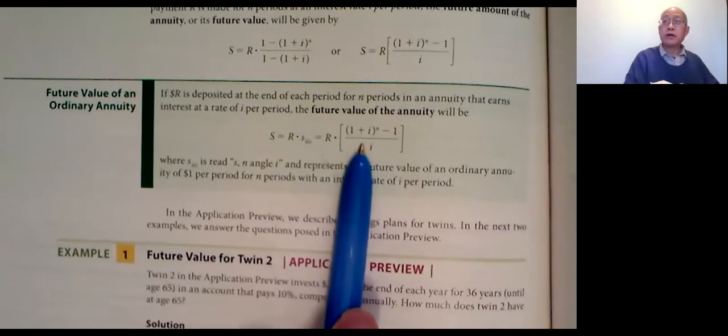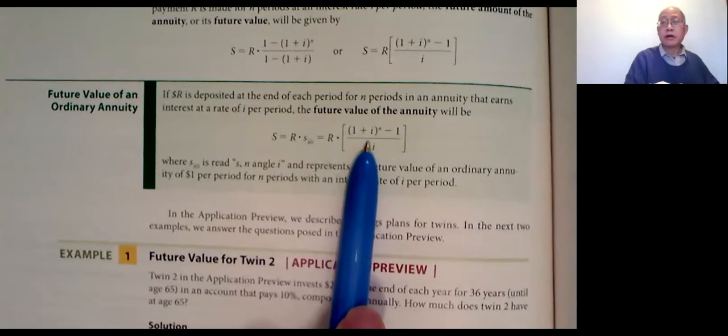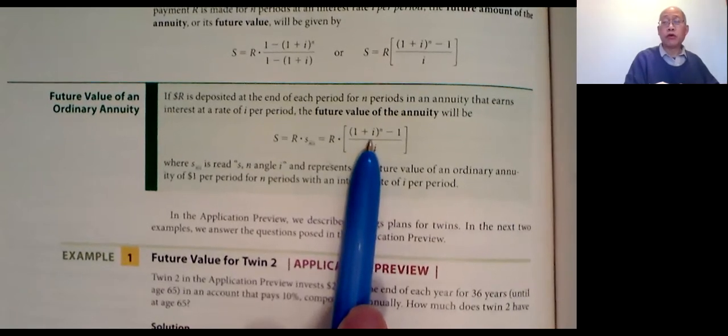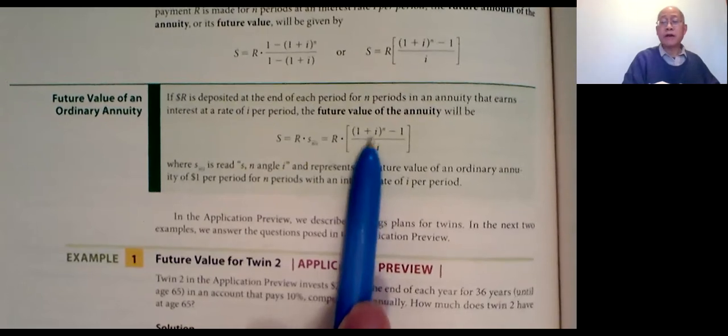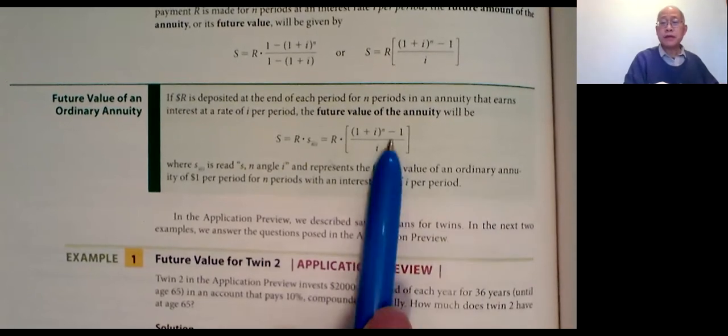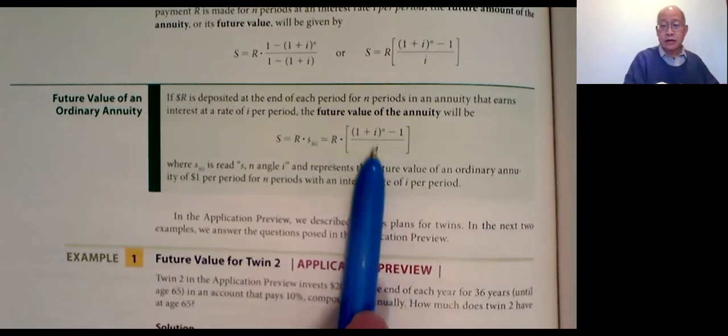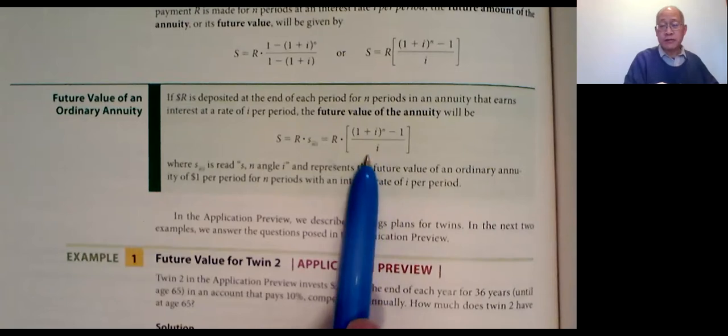So if it says compounded semi-annually, divide by 2. Quarterly, divide by 4. Monthly, divide by 12. Annually, you don't divide by anything, you divide by 1. So, and that I is the same as that I. Okay, so whatever you have for here is the same as this.